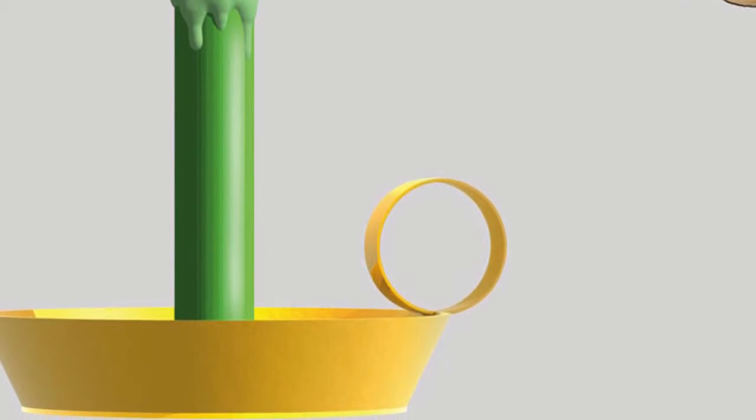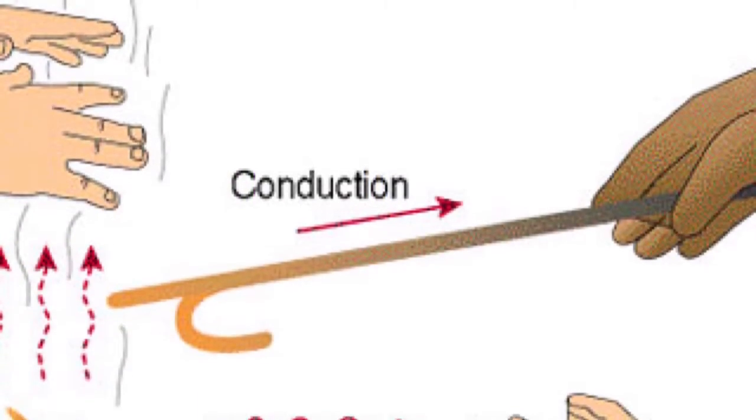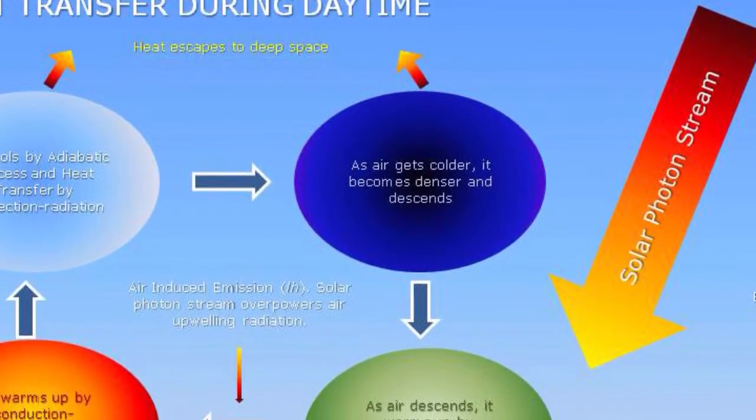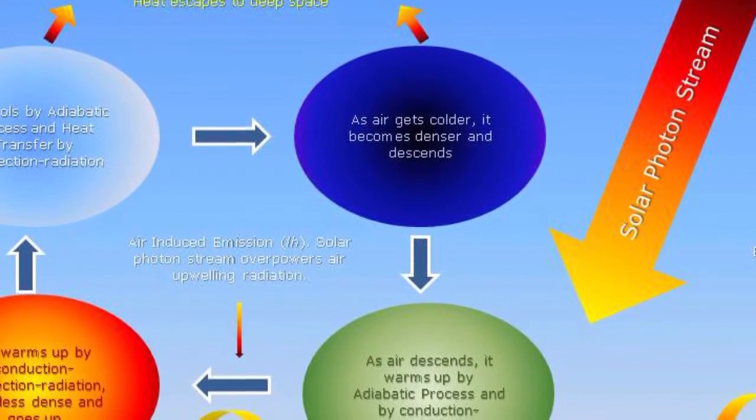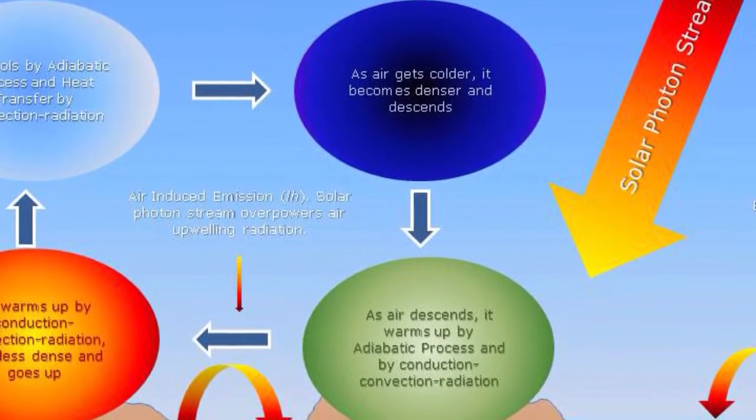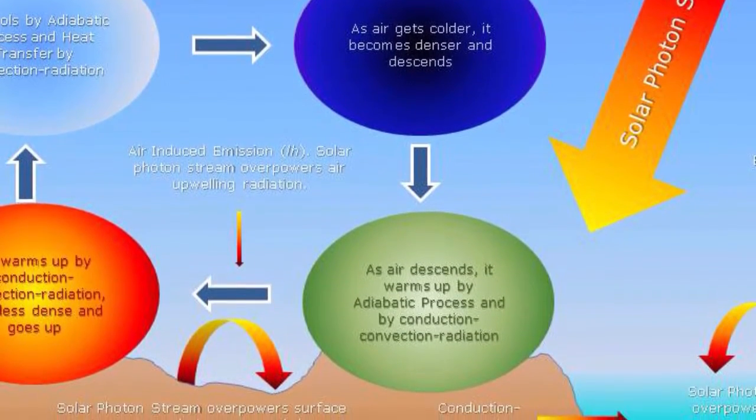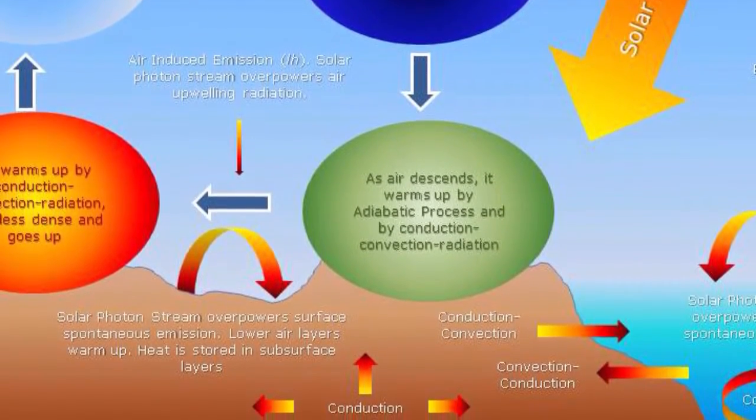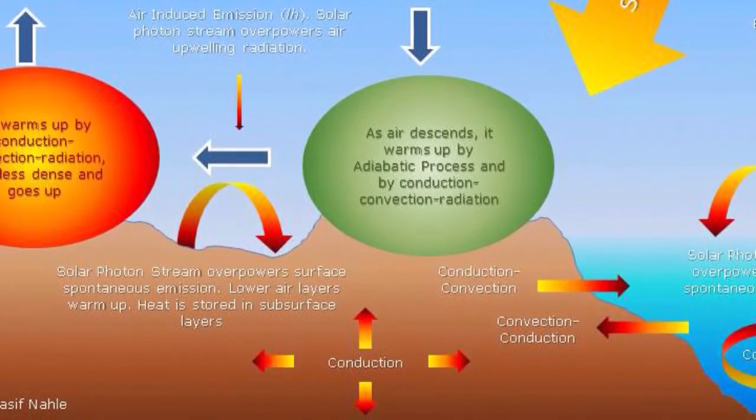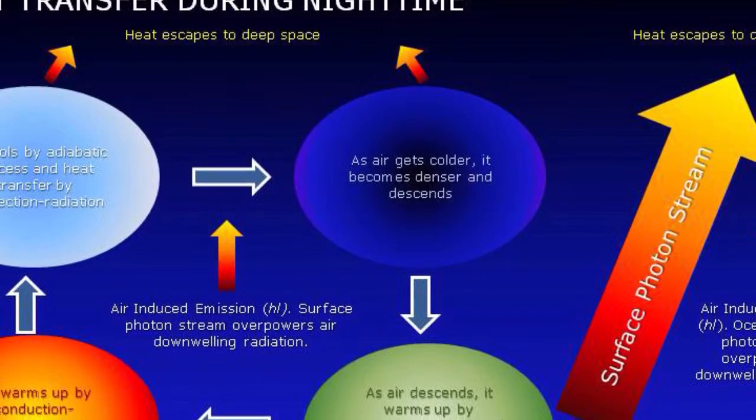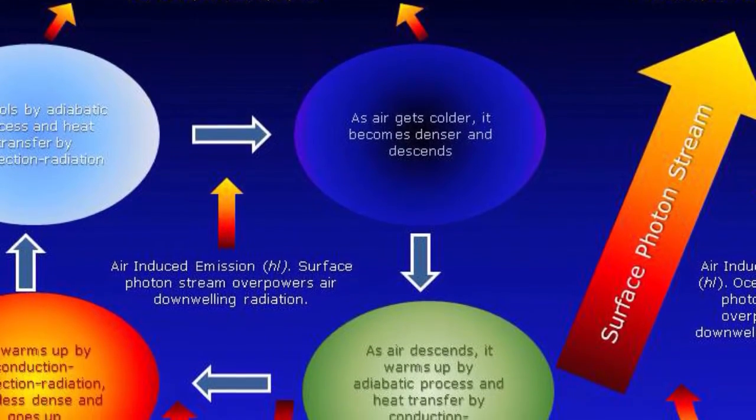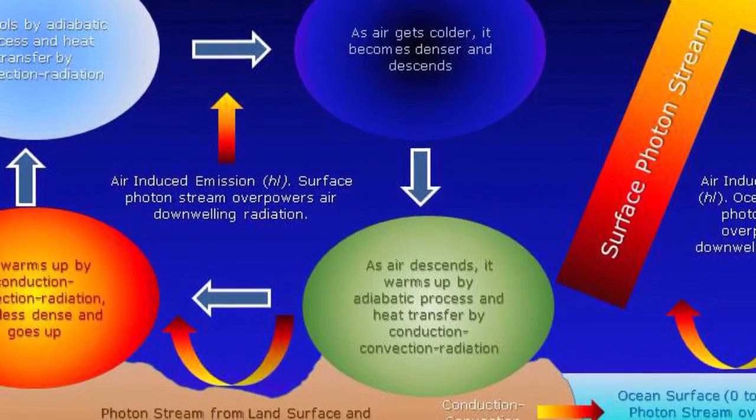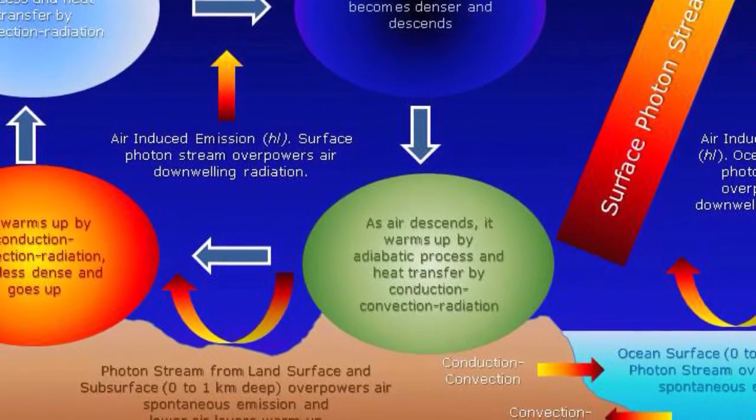Conduction and convection both involve changing the matter to heat transfer. During the day, air warms up by conduction and radiation, the air gets less dense and goes up. During the night, as air gets colder, it becomes more dense and descends down to Earth. Heat is transferred because the internal energy is attracted to cooler objects.